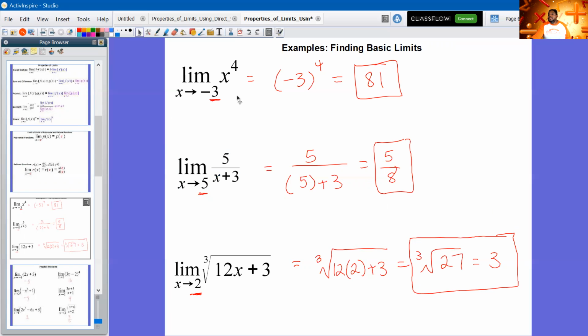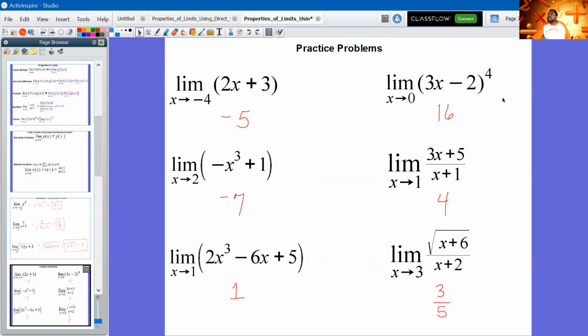So if you understand these three problems, then you can do these practice problems. I already have the answers that I actually computed and wrote these answers down. So you can use these to check yourself. If you feel there's an error, please feel free to contact me.